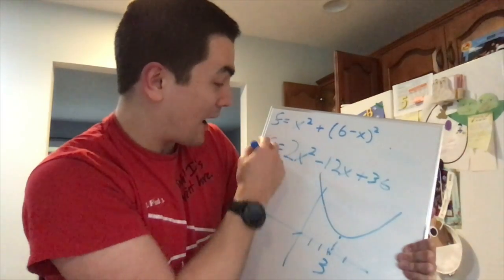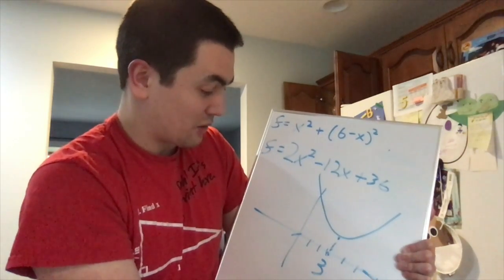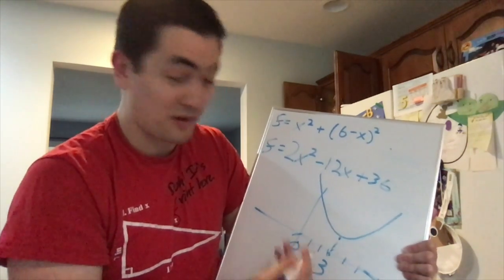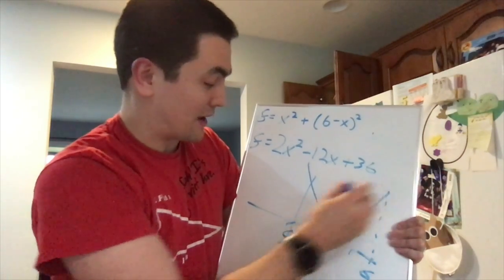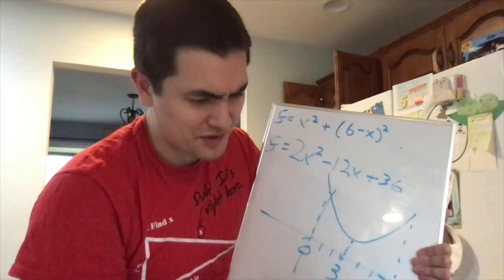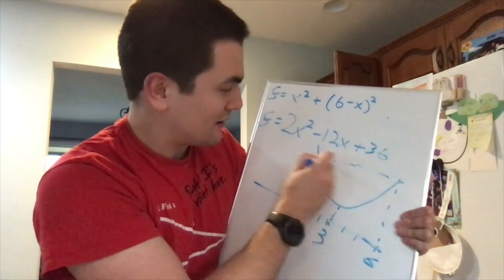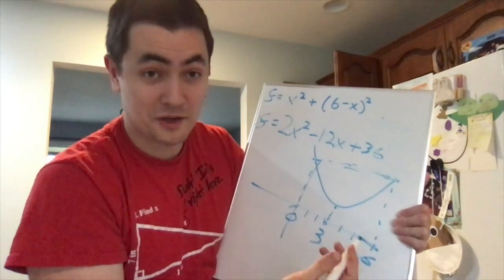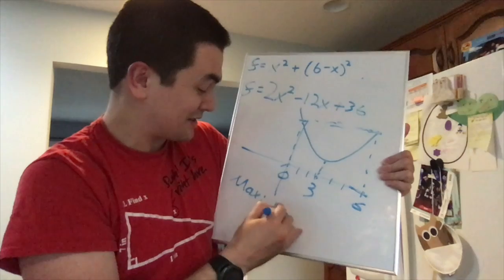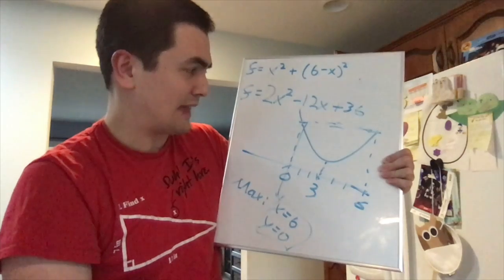Meaning the y value here is only going to get bigger and bigger as I move to the right or the left. So the only other option to get a maximum area is when x is equal to 0 and y is equal to 6, or vice versa. So the maximum is actually going to be when x is equal to 6 and y is equal to 0. And that would be your answer right there.